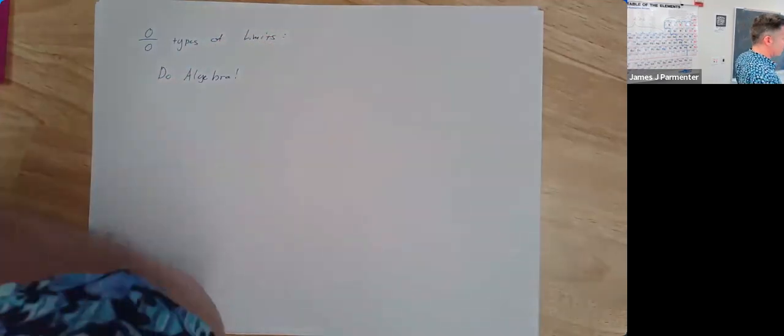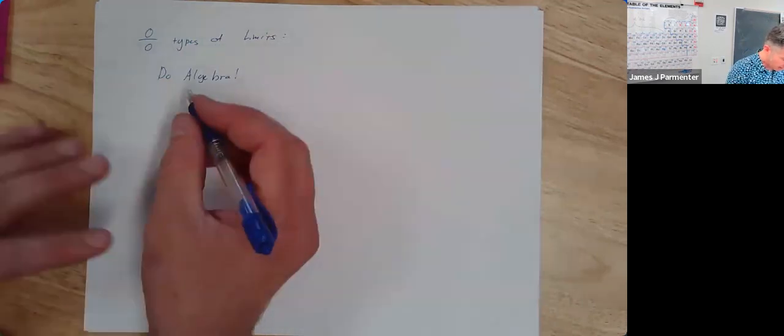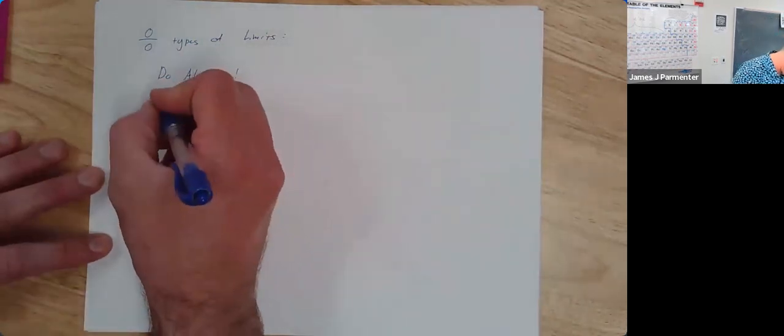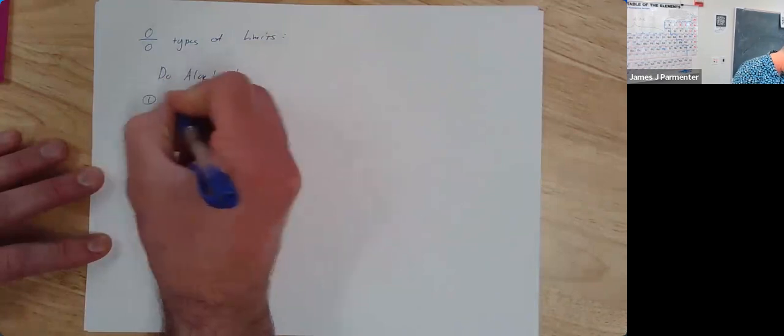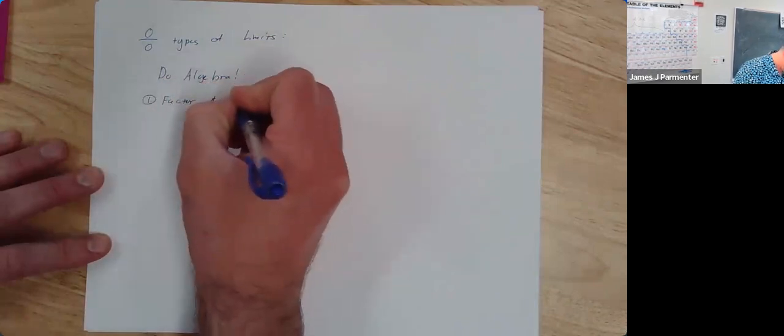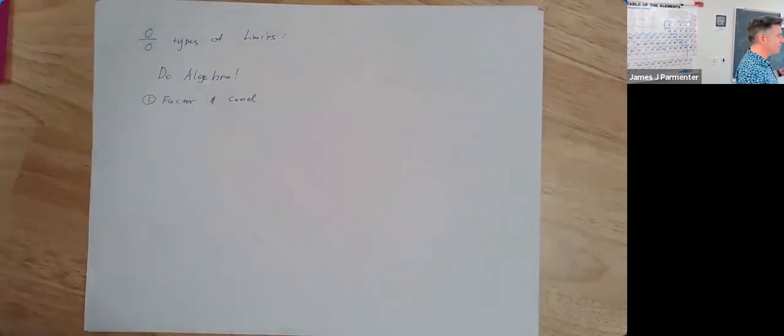Just as a reminder, just so you all remember what I said before. And the algebra we do, well, you can either factor and cancel. I will say almost always at some stage for these 0 over 0 ones, you're usually going to end up doing some factoring and canceling, maybe not at the beginning, but definitely probably by the end.